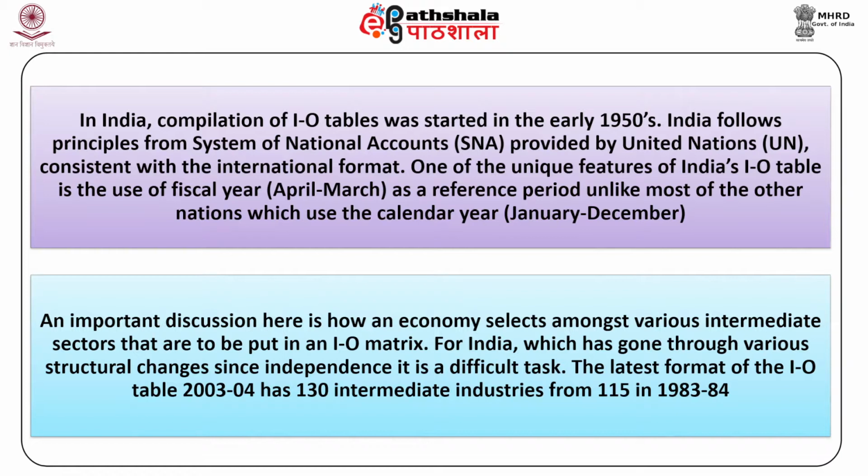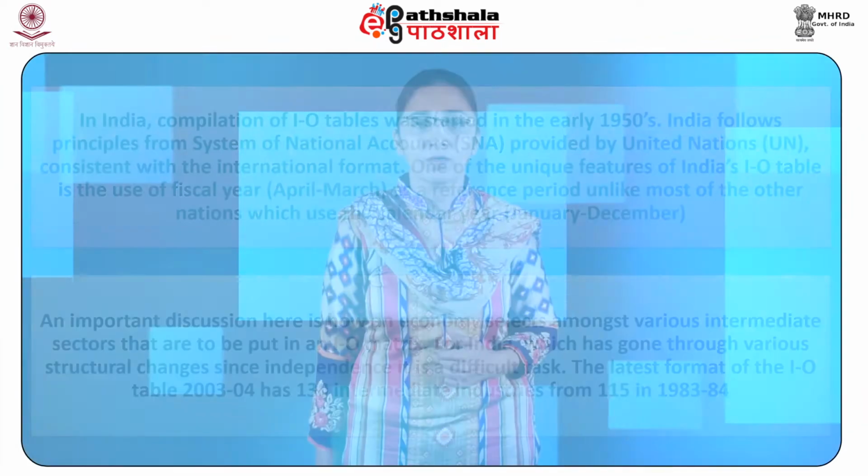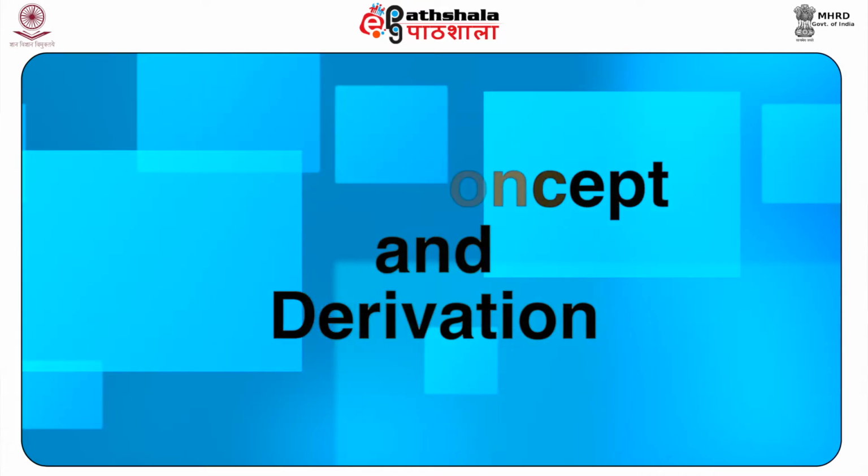An important discussion here is how an economy selects among various intermediate sectors that are to be put in an IO matrix. For India, which has gone through various structural changes since independence, it is a difficult task. The latest format of the IO table 2003-04 has 130 intermediate industries from 115 in 1983-84. There are many challenges that are faced by an economy while making IO tables. Availability of data in required form, selection and classification of intermediate sectors, deciding on the flow in intermediate sectors are few to name. Basic concept and the derivation.